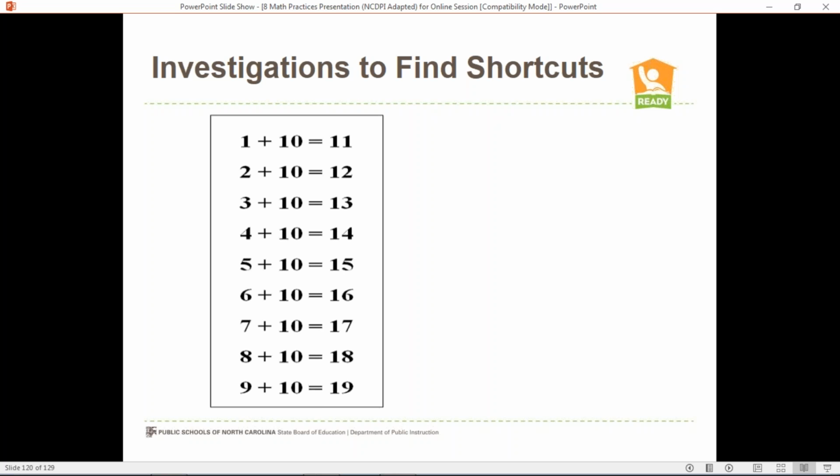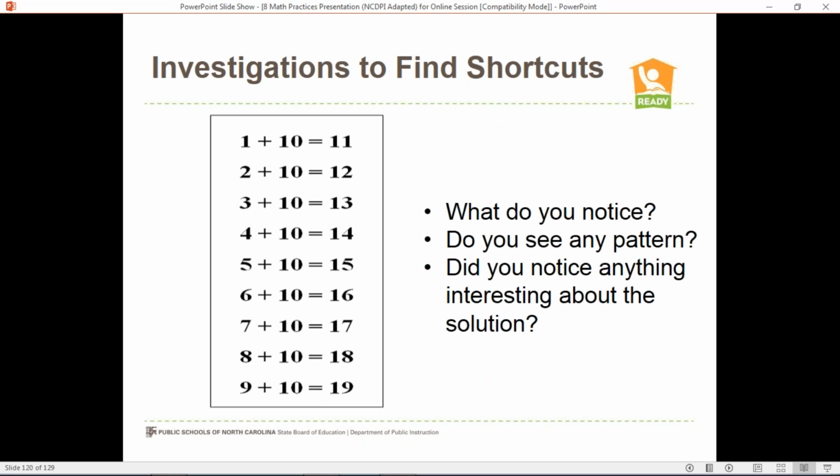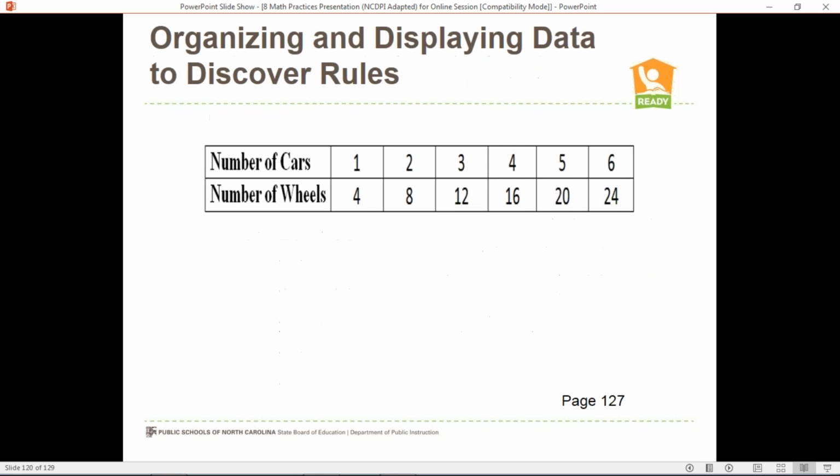So if I look at a task like this, I'm asking kids things like, what do you notice? Do you see a pattern? Do you notice anything interesting in the solution? Versus a trick, right? As I'm asking those questions and kids are sharing, they're hearing each other's thinking.